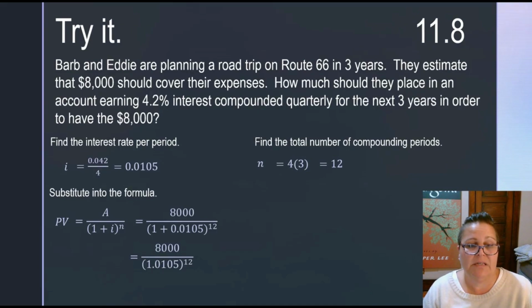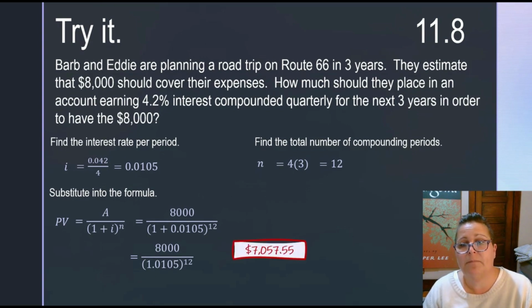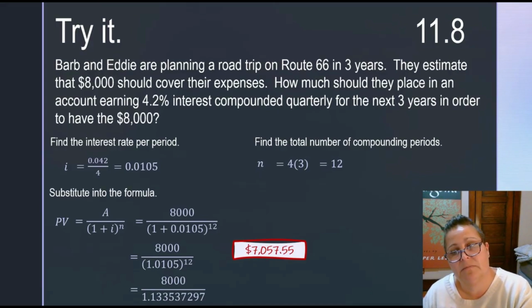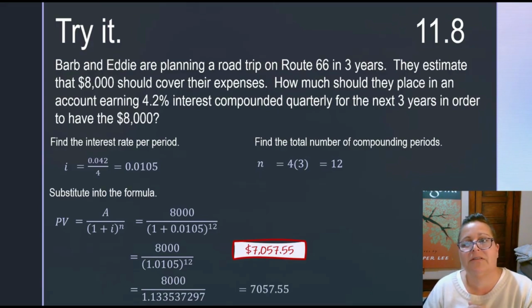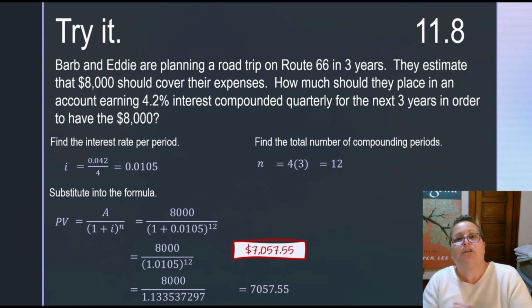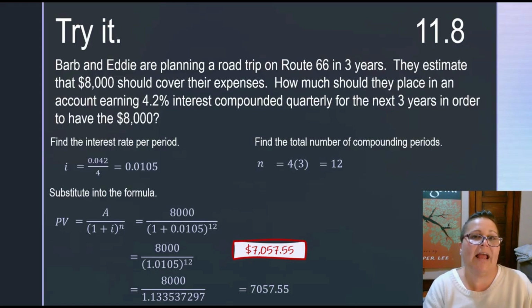So this becomes 8,000 divided by 1.0105 to the 12th power, or 8,000 divided by 1.133537297. This turns out to be $7,057.55. So in this particular problem, the amount of interest that they're earning is not quite $1,000. So if they want $8,000 in 3 years, they have to be able to put $7,000 and change aside today. That doesn't seem like as big a savings. Like over the course of a year, I could probably save $1,000 maybe, or find a better use for it.